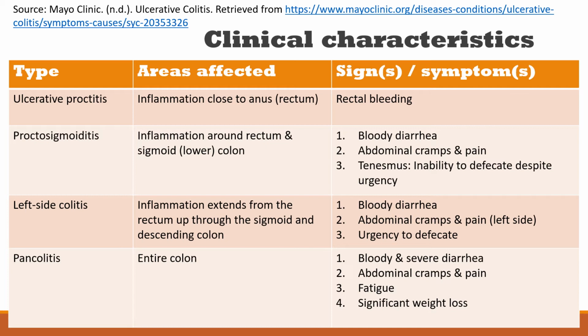Left side colitis is characterized by inflammation that extends from the rectum up until the sigmoid and the descending colon. This disease is characterized by bloody diarrhea, abdominal cramps and pain on the left side, and an urgency to defecate. Pancolitis affects the entire colon, and the signs and symptoms for pancolitis include bloody and severe diarrhea, abdominal cramps and pain, fatigue, and significant weight loss.